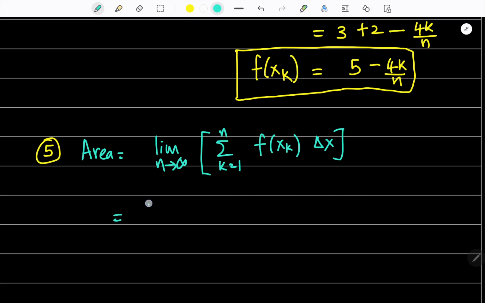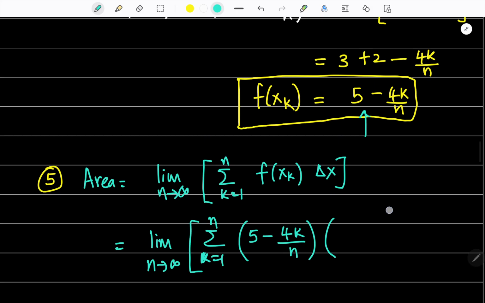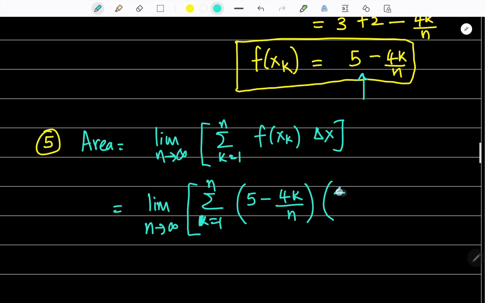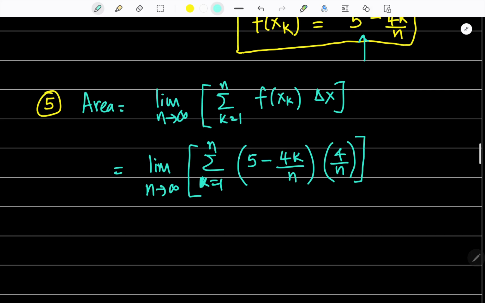Okay, right. So this equals limit n tends to infinity, bracket open, sigma k is equal to 1 to n, f of xk, just now you calculated 5 minus 4k divided by n, and then times delta x. Delta x just now we calculated, which is 4 by n. So this is going to be multiplied.